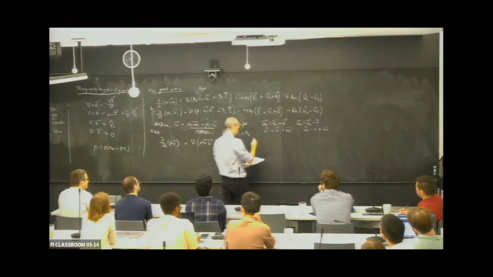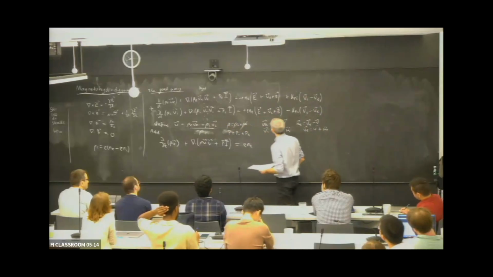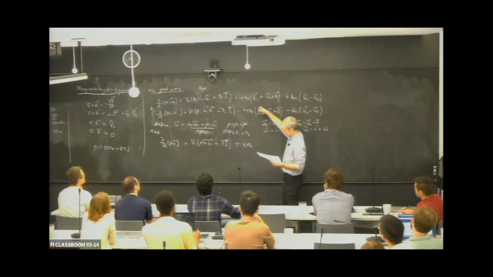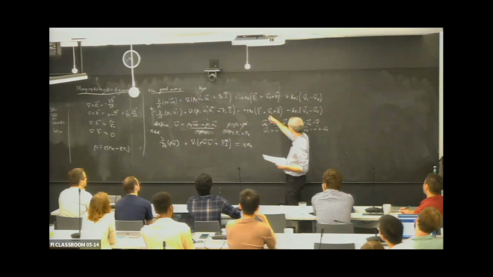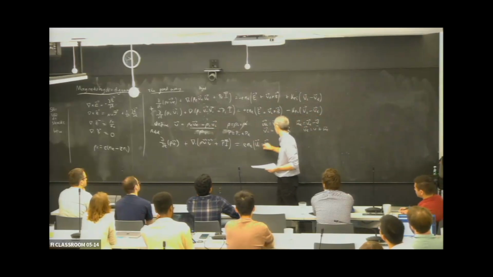Well, this is an ENE. Okay, so the ENE E term goes away. This is a V electron, this is a V ion. So it's a V ion minus V electron cross B.